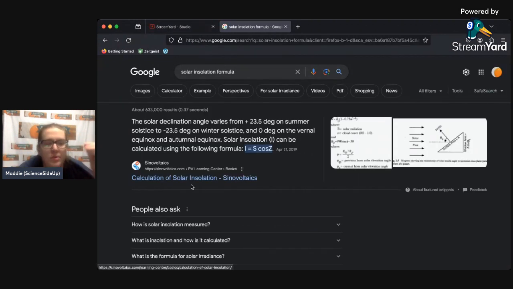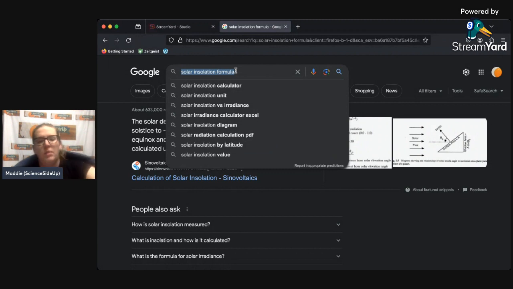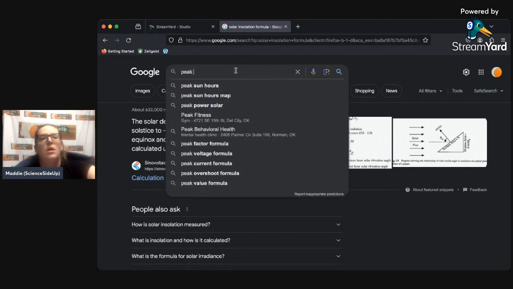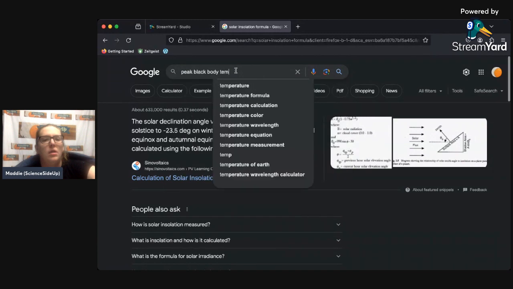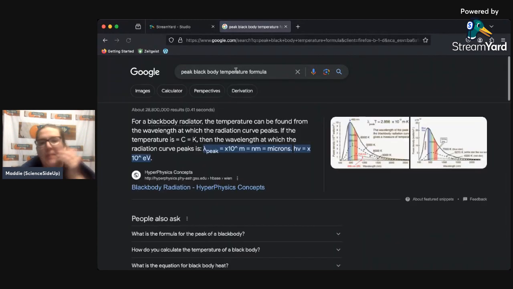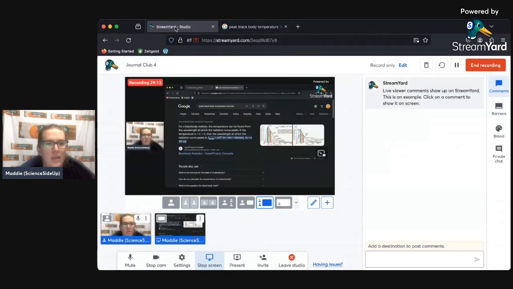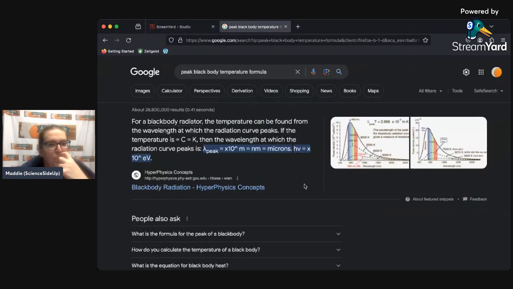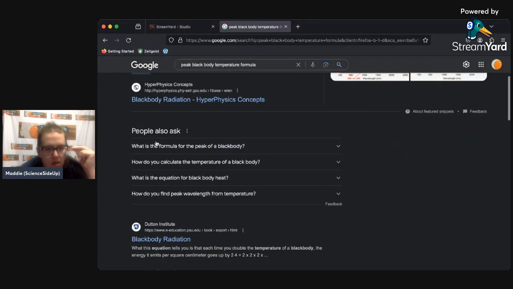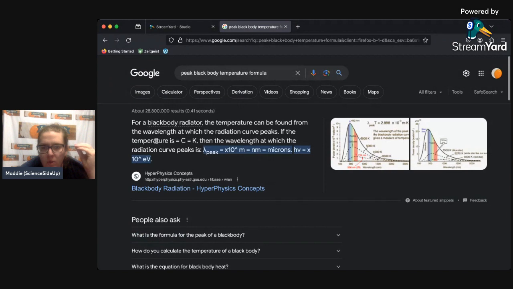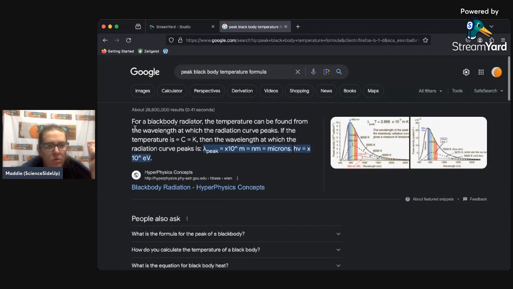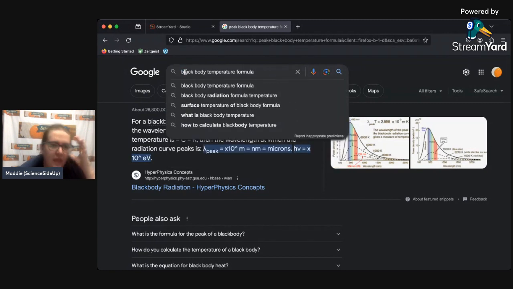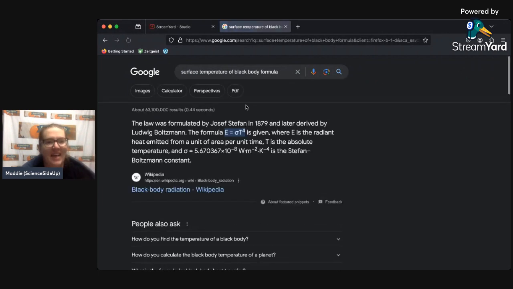That's not what I wanted to do. I'm so sorry. I wanted to do the black body temperature. Peak black body temperature formula. Okay. Am I still sharing this? I think so. Again, I'm sorry for the rage. Okay. Oh my gosh. Am I crazy? Am I Googling the wrong thing? I don't want to find the peak wavelength. I want to know, not peak black body. Oh, it's the surface temperature of a black body. That's what I want.